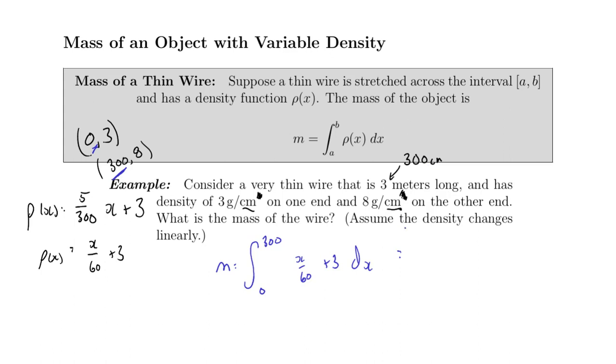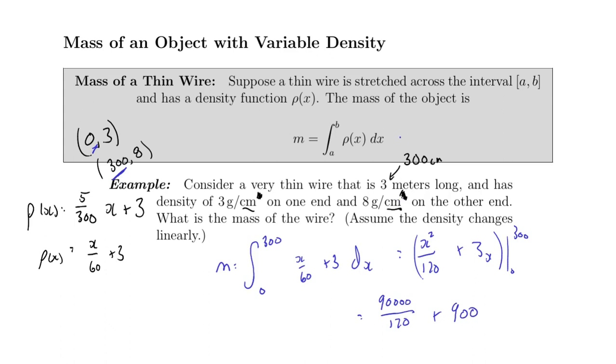This is an easy one to do. X squared over 2 is our antiderivative, but then we're dividing by 60 as well. So this is x squared over 120 plus 3x, and we will evaluate this from 0 to 300. Evaluating at 0 is really easy. It's just 0. So let's go ahead and square 300. What's that? 9 with 4 zeros. So 90,000 over 120 plus 3 times 300, that's 900.